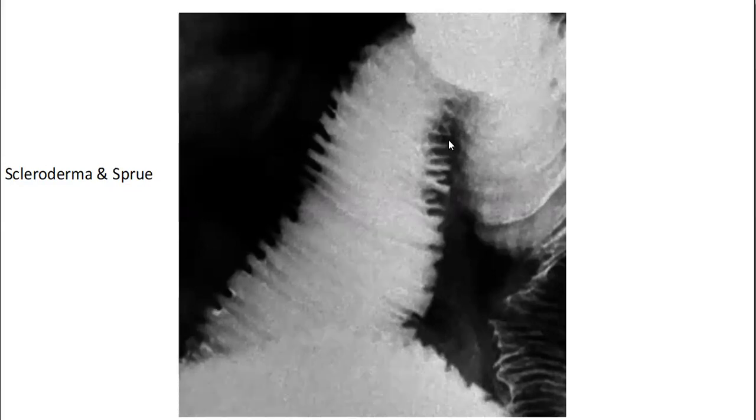So very closely spaced. The density of the folds is very high, and the villi are not edematous. That's what it means when we call it a hide bound appearance.